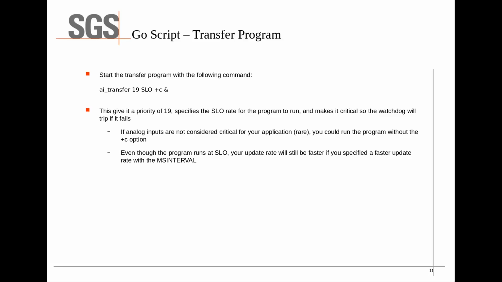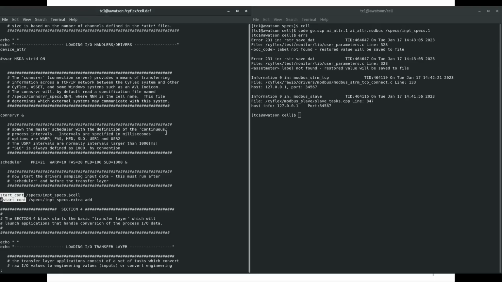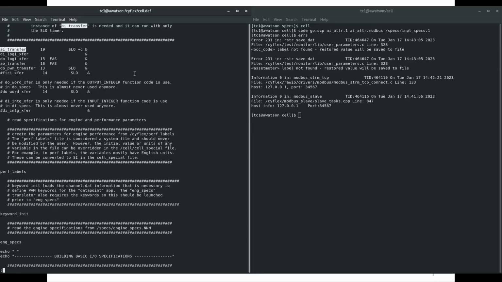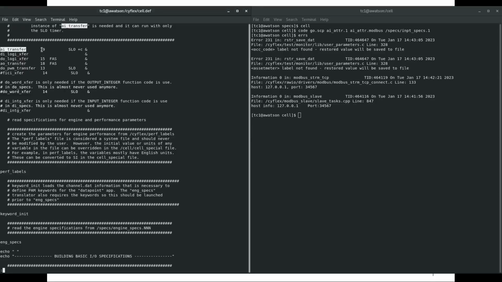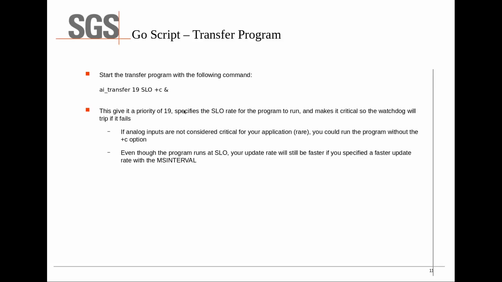Next, you've got the transfer program. Here's an example of how you would start it. If you look in your Go script, you can see this is going to be started the same way. It gives it a priority of 19. We know that it should be 19 because we looked at our example. It specifies the slow rate, and it's worth pointing out, even though the program runs slow, your update rate is still specified by the MS interval, as I mentioned before.